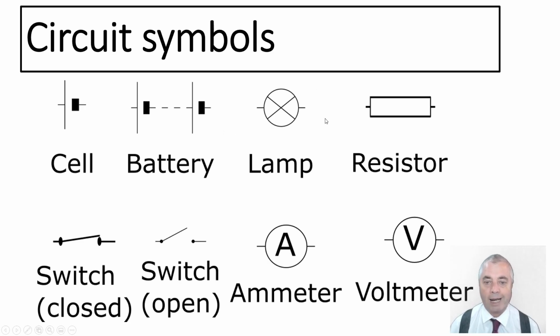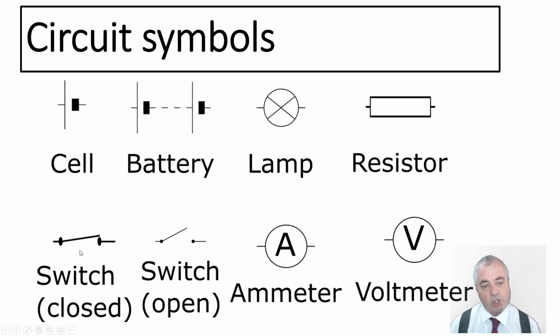This is the symbol for a lamp. A resistor is a component that it's deliberately difficult for current to flow through. That's what its job is. A voltmeter is used to measure something which you might at GCSE have called voltage, but it's more properly called potential difference. An ammeter is to measure current.